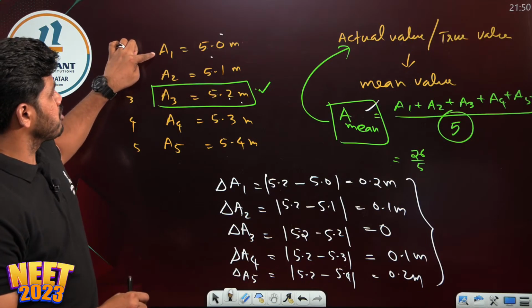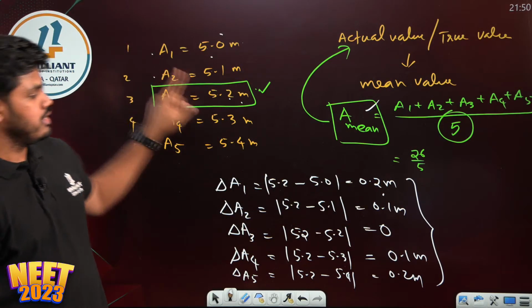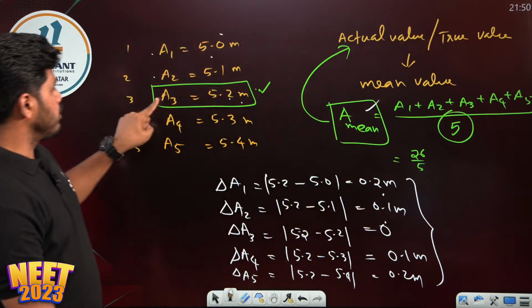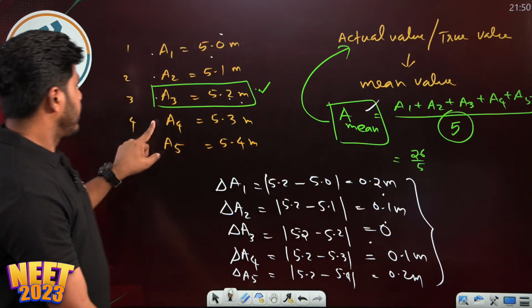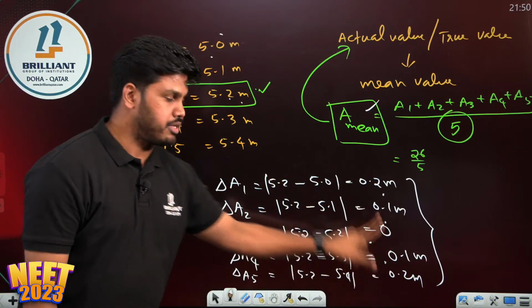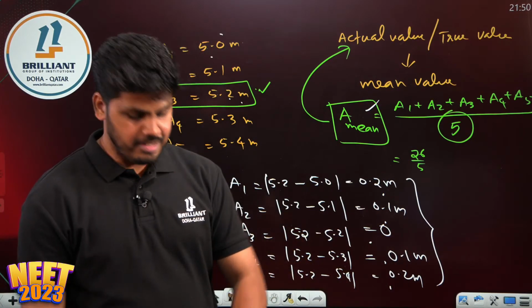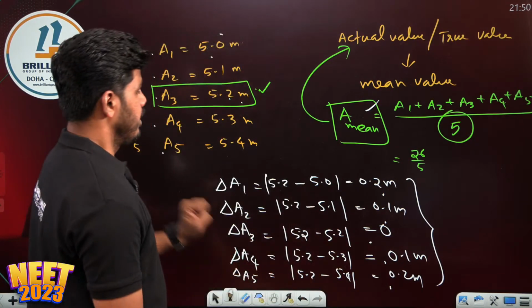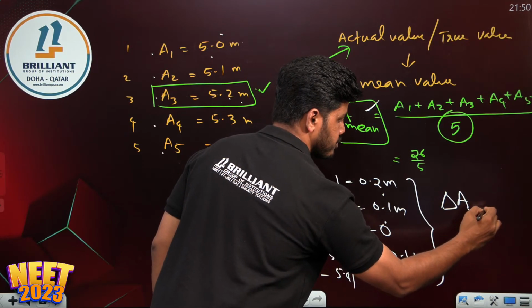So this is called absolute errors in the measurement. Absolute error in the first measurement A1 is 0.2 meter. Absolute error in the second measurement 0.1 meter. Absolute error in the third measurement 0 meters. That is a true value. A4 0.1 meter. Error in A5 0.2 meters. These are called the absolute errors.